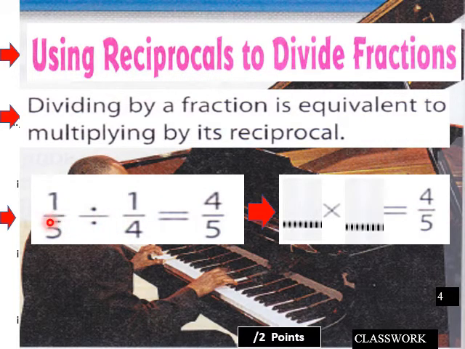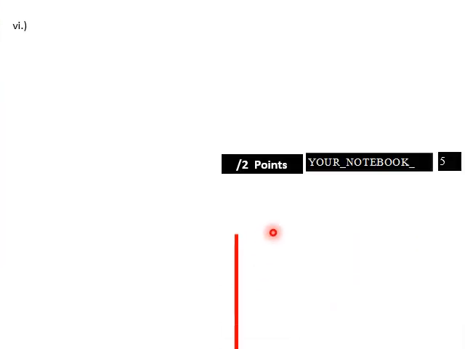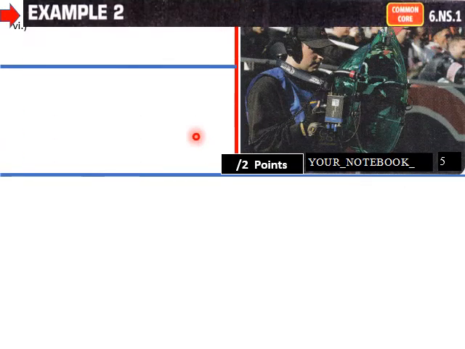This is your dividend here. Your 1/5 is your dividend, and then your divisor is 1/4. You invert your divisor so that you have 1/5 times 4/1 equals 4/5. This is your quotient right here. When you divide by fractions, you invert your divisor and multiply your dividend by it. It's just things of fractions. Let's go into an example now.